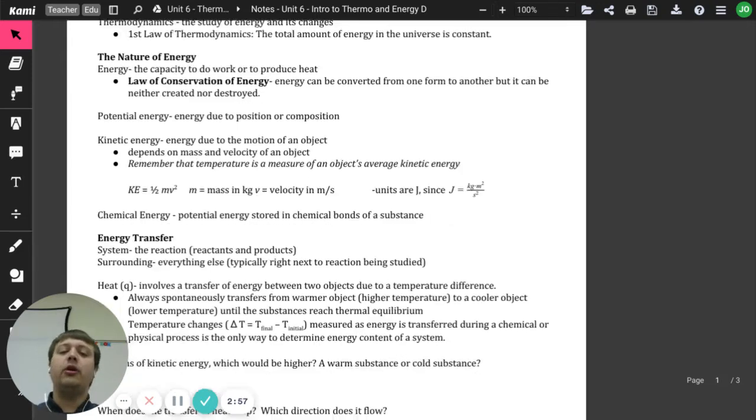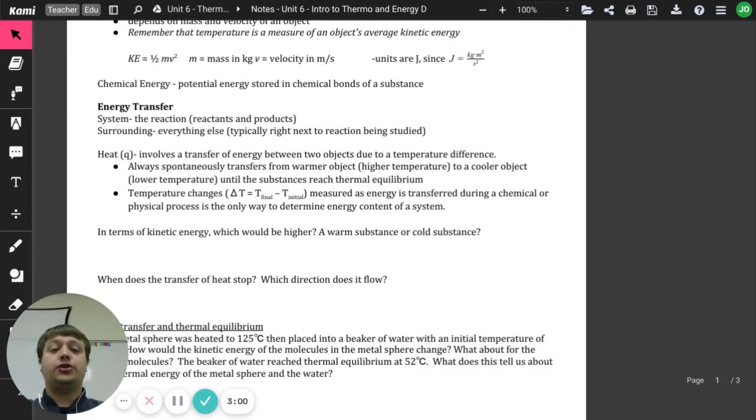All right. So energy transfer. When we're talking about how energy is moving inside of a reaction, for example, we've got two things: the system and the surroundings. Remember, the system is the thing that we're focusing on. So if I took some potassium chloride and dropped it into water, I'm looking at that potassium chloride. It is my system. The water would then be the surroundings.